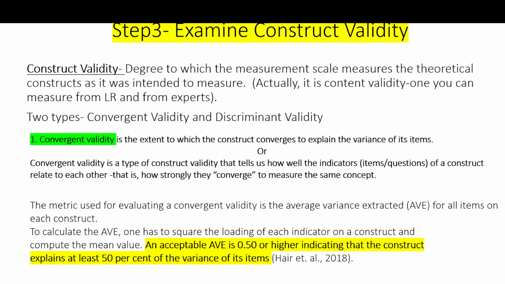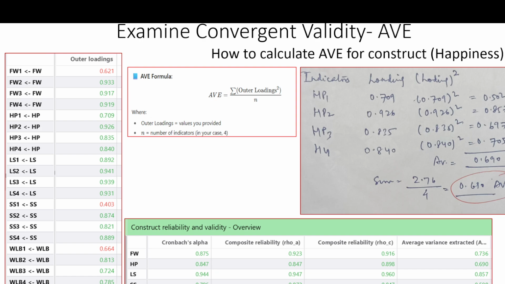The metric used for evaluating convergent validity is the average variance extracted, AVE, for all items on each construct. To calculate the AVE, one has to square the loading of each indicator on a construct and then compute the mean value. An acceptable AVE is 0.5 or higher, indicating that the construct explains at least 50% of the variance of its items. So your AVE value for each construct must be greater than 0.50 for convergent validity.